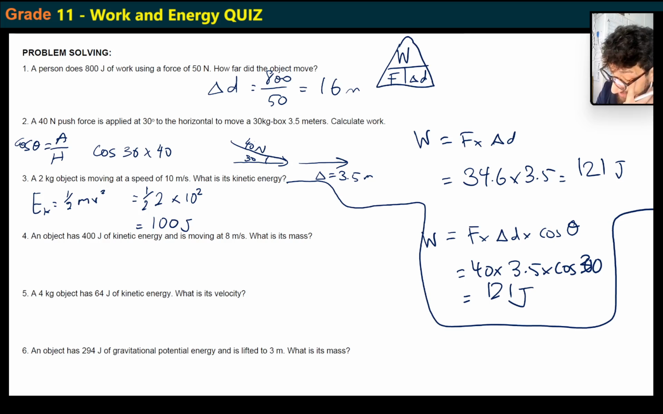Question 4. An object has 400 joules of kinetic energy and is moving at 8 meters per second. What is the mass? Okay, so another way you could do this is by separating it. So you can put EK on top, and then half m over here, and then v squared over here. And so that way I can find the mass. So if I rearrange this formula, I know that half of m is equal to EK over v squared.